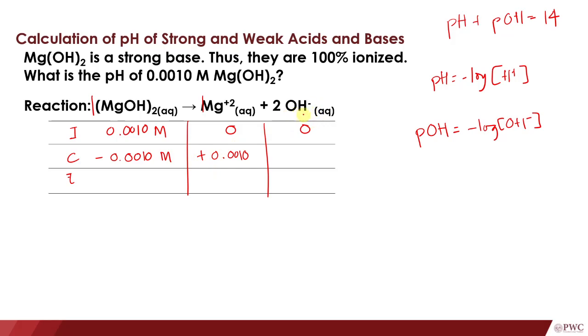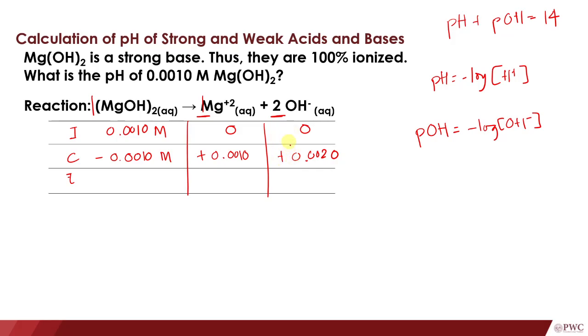And then for our OH minus here, it's different, right? There's a 1 to 2 ratio here. So that's times 2 compared to magnesium. If we have 0.0010 here, the change in our OH minus concentration would be double that, 0.0020. Again, that's double because it's based on the coefficients in the balanced chemical equation. This tells us the ratio between their changes in concentration.